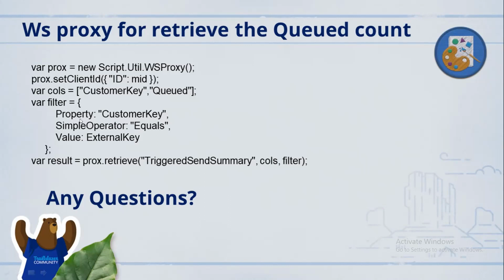If you are leveraging both WS proxy calls, then I would recommend using a loop. We can specify the external key each time, and it will check that external key. Again, in the last step, we are retrieving from the triggers and summary object.